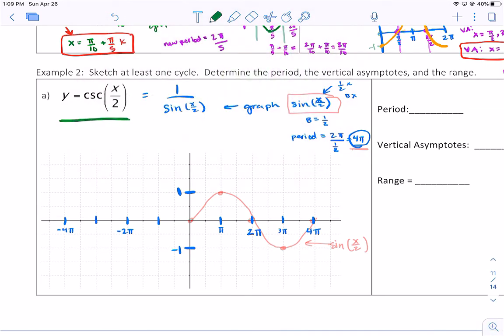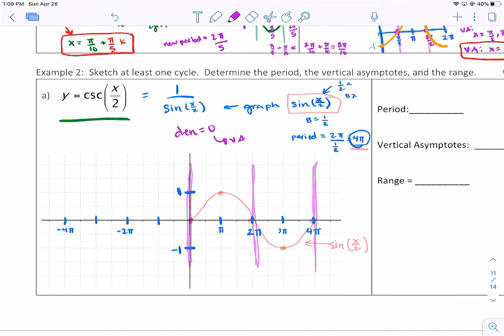We need to draw the vertical asymptotes first. Remember, a vertical asymptote is every time this sine or cosine wave, whichever one it is, equals 0. This equals 0 here because anytime the denominator equals 0, you're going to have a vertical asymptote. And the denominator was sine, so this is why I graphed it. So then we have a vertical asymptote here and a vertical asymptote here.